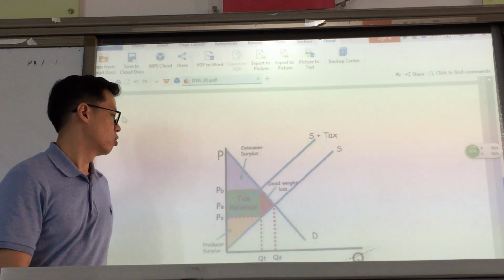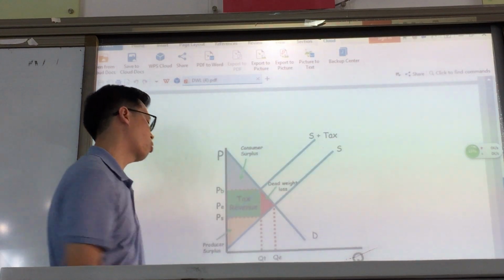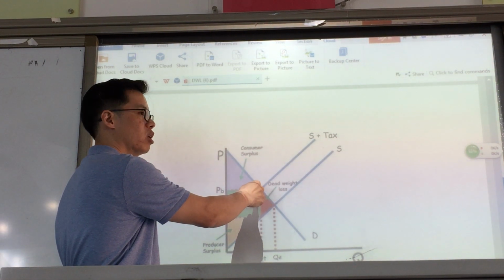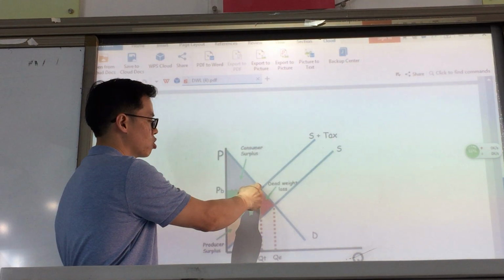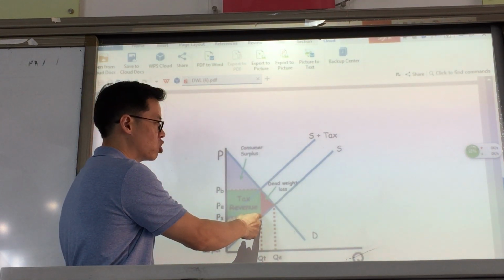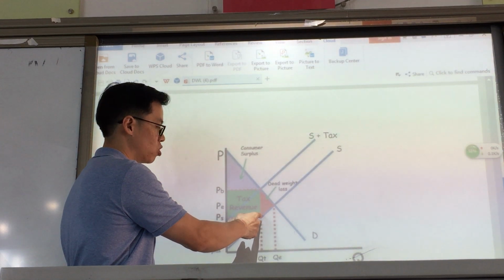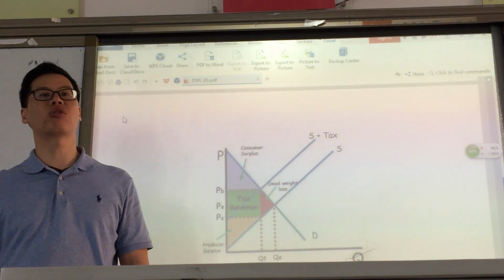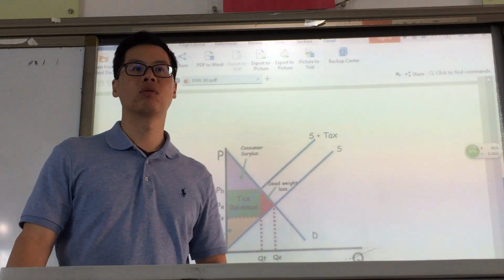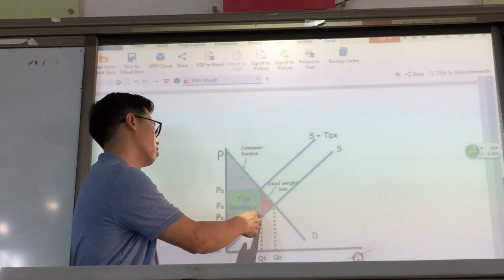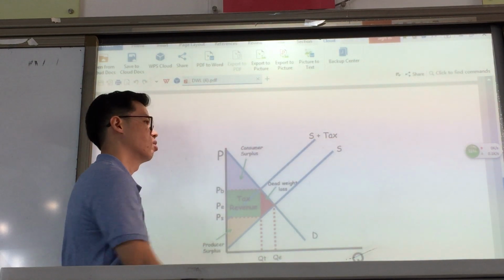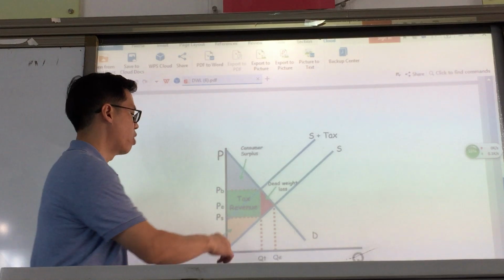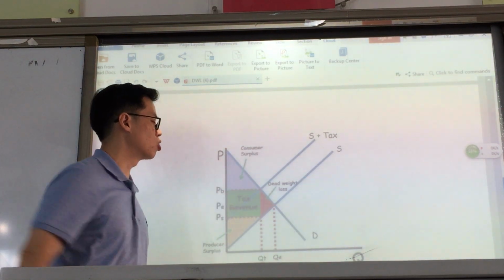How do you find it graphically? You start with the new equilibrium, and then you just go down to the original supply curve, which is right there. That vertical distance is the per unit tax. And then keep on going to find the output. So there you go, you have the tax revenue, and then let's take a look at the consumer surplus.